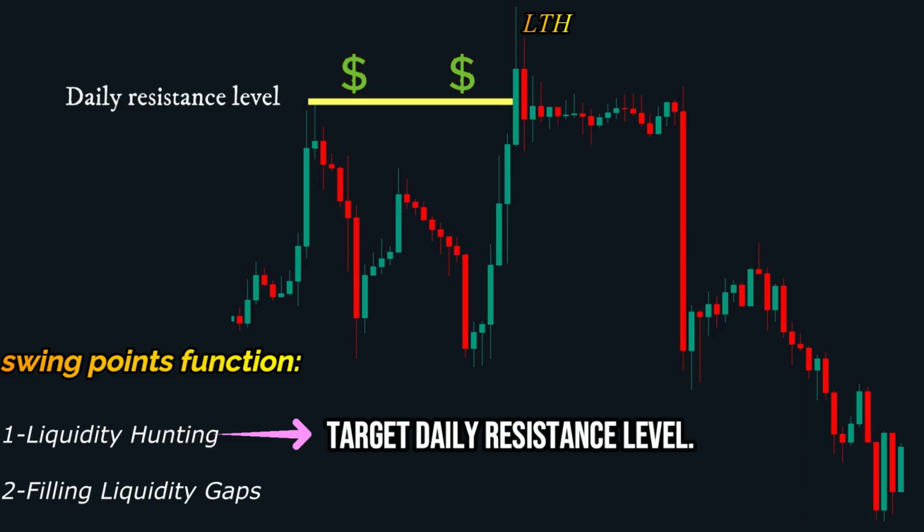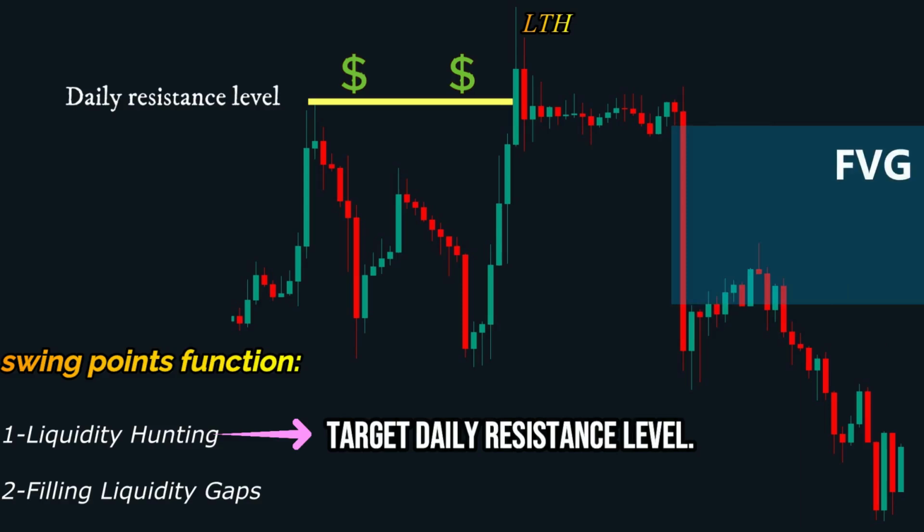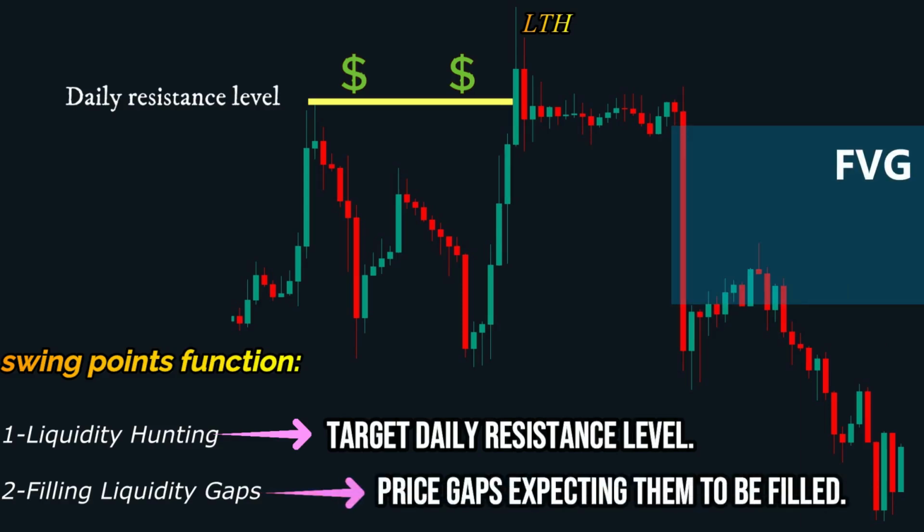A liquidity gap, such as a fair value gap, is a price range where very few trades have occurred, often resulting from rapid price movements that leave behind untraded zones on the chart. These voids typically occur during news events or other significant market moves. The market will eventually move back as a swing to fill these gaps as the price seeks equilibrium.